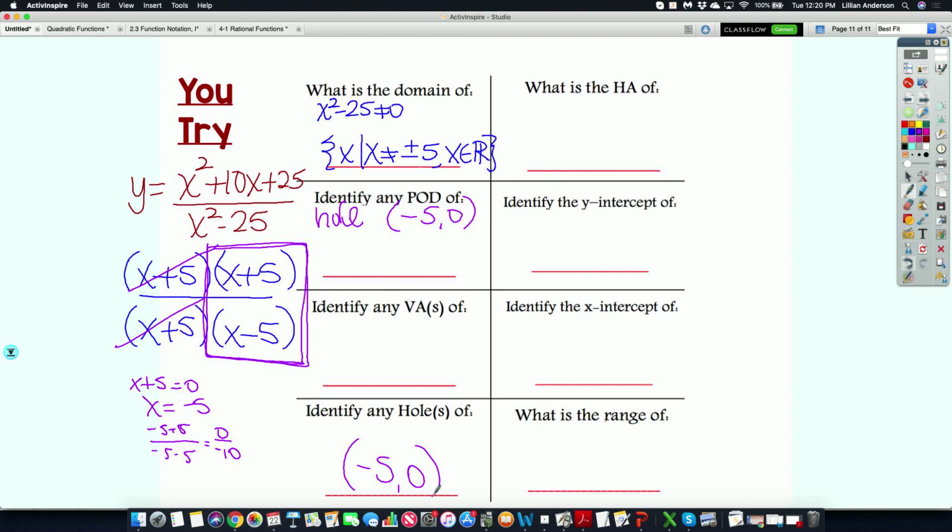But I don't just have a hole, I have something else too, don't I? A vertical asymptote. Where does my vertical asymptote occur? Be specific. X equals 5. It's where that other denominator, that x minus 5, is equal to 0. So I have a vertical asymptote at x equals 5, and I only have one. I cannot have a hole and a vertical asymptote at the same location. It's one or the other, and it's the hole. The hole is always going to trump the vertical asymptote.